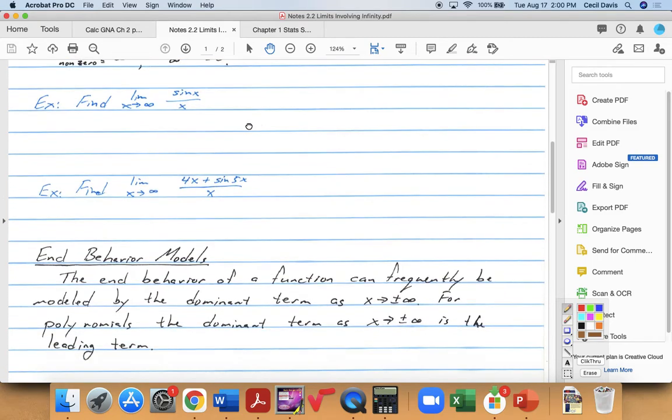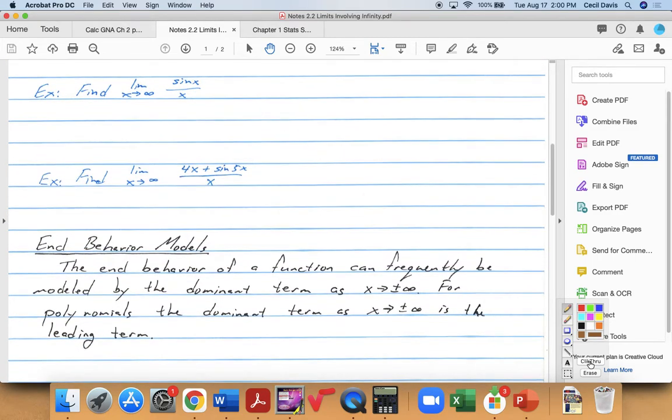Okay, so let's take a look at these. The limit as x goes to infinity of sine of x over x. The numerator doesn't go to a particular value, does it? But is it limited in its values? The output for sine only goes between what and what? 1 and negative 1. So I have something that is smallish in the numerator over something that is infinite. What is that going to be equal to? 0.